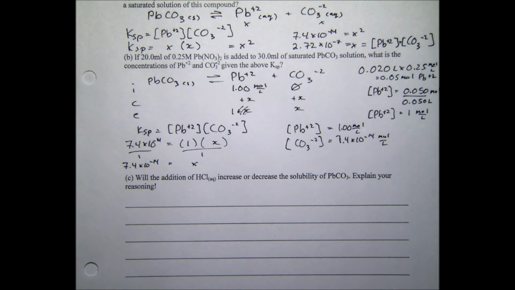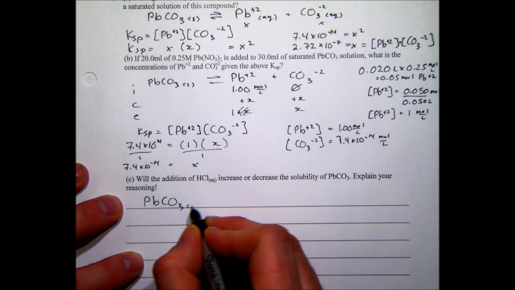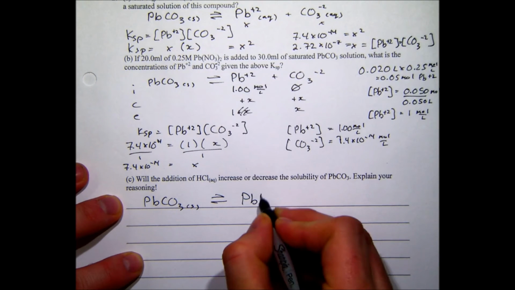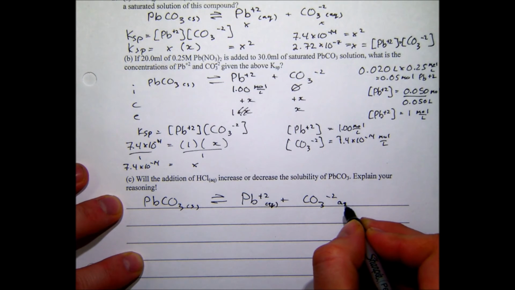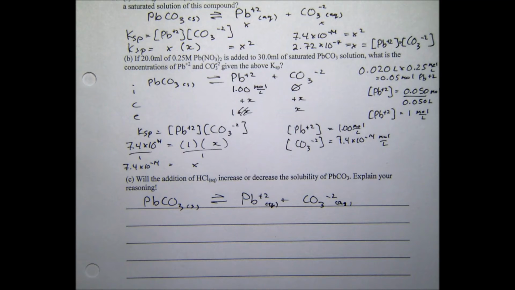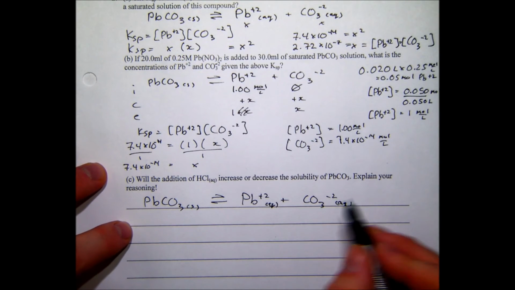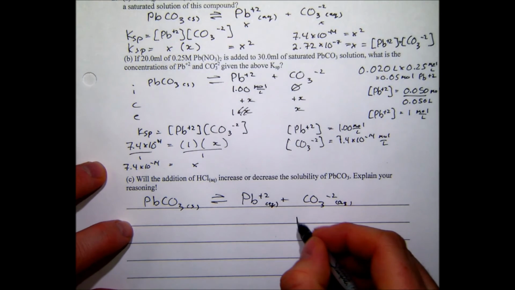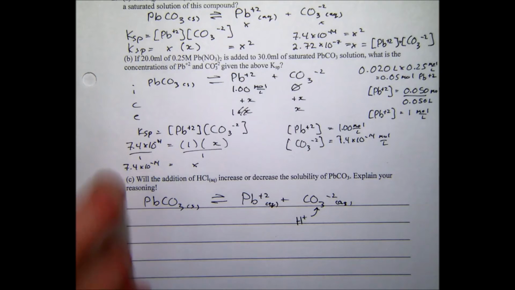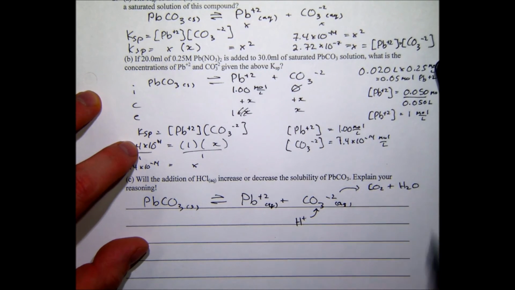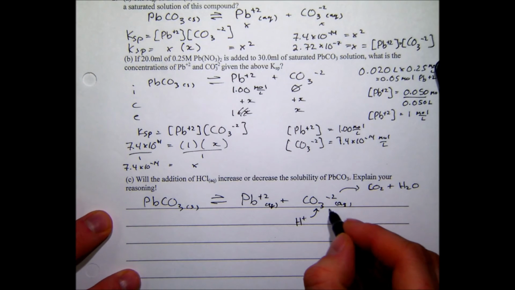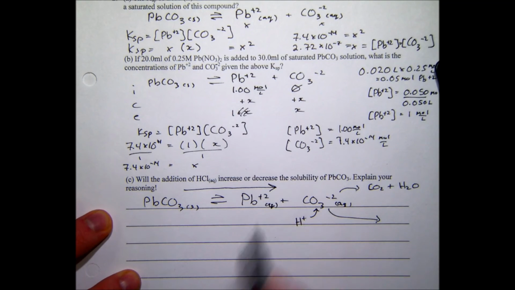Finally, what we're looking at for part C, it says, will the addition of HCl increase or decrease the solubility of lead carbonate? So we have our equation again. This was in our lab. We know that if we add acid to a compound containing a carbonate, which is the conjugate base of carbonic acid, it will react to form CO2 plus H2O, basically removing this out of the reaction, forcing this equilibrium to the right.